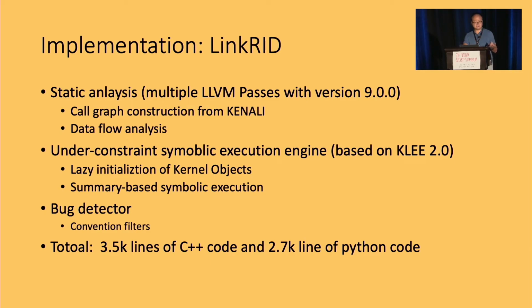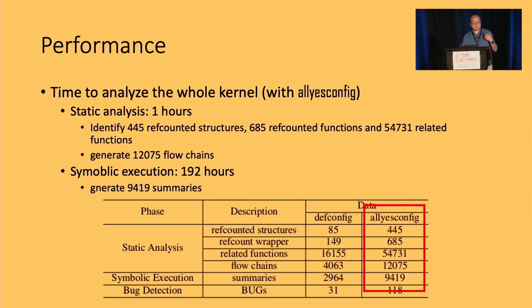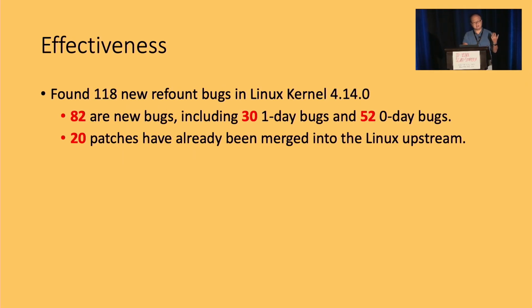So we implement this using static analysis and under-constraint symbolic execution, and we apply this to the Linux 4.14 kernel. And we can scale it in reasonable time. For example, the symbolic execution can finish in under 200 hours. It's still long, but we think it's reasonable. And lastly, we are able to find 82 new bugs, including 31 that had already been fixed when we reported it, and 52 new bugs.